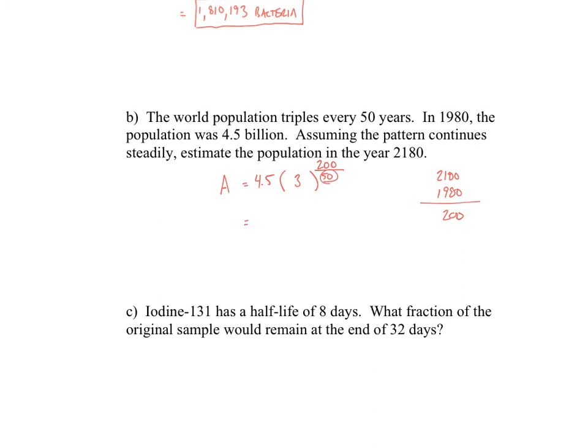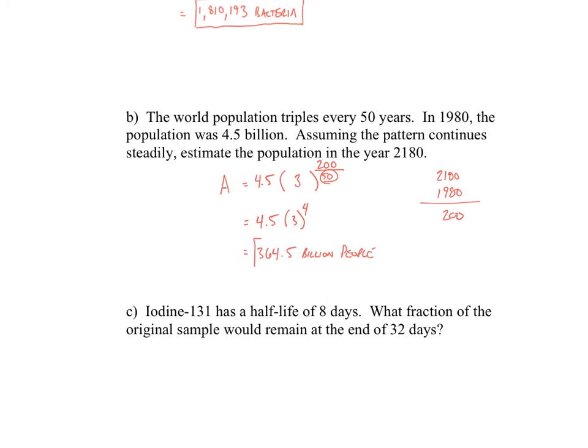So what we'll end up throwing into the calculator or into Desmos, whatever you're using, is just 4.5, which stands for people in billions, times 3 to the 4th power. 200 divided by 50 is 4. And when you evaluate that, you'll get 364.5 billion people.